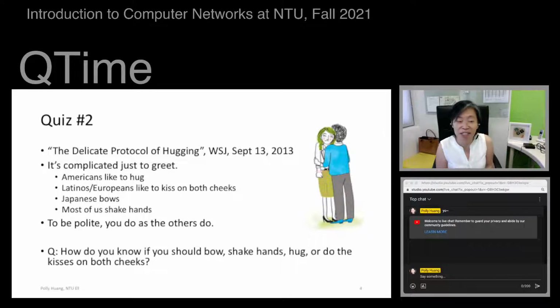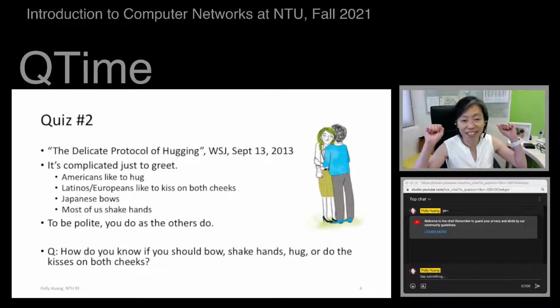Now imagine yourself working in, for example, the United Nations, and you run into people whose backgrounds you don't know. The general rule is that to be polite, we try to do as the others do. Consider this situation. In the picture on the right, you see a guy hugging a girl. The guy might be an American.